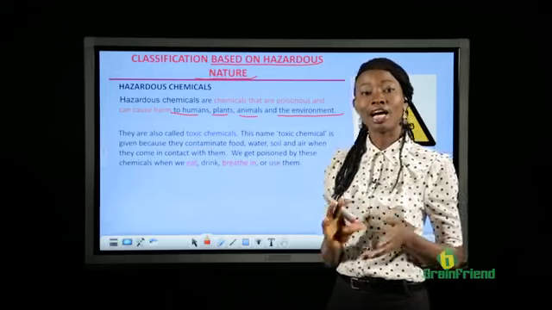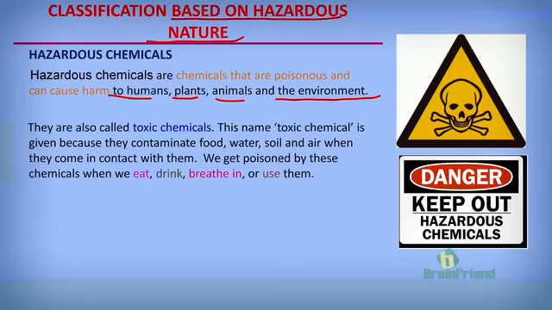Hazardous chemicals are to be handled properly. Hazardous chemicals are also called toxic chemicals. So we can call them hazardous or toxic chemicals. The name toxic is given because hazardous chemicals contaminate food, they contaminate water, soil, and air when they come in contact with them. That's why they are called toxic chemicals. So we get poisoned by these toxic or hazardous chemicals when we eat, drink, breathe in, or use them.